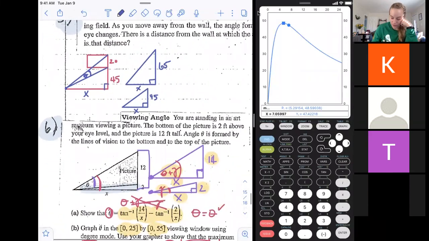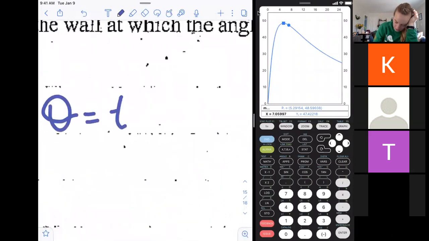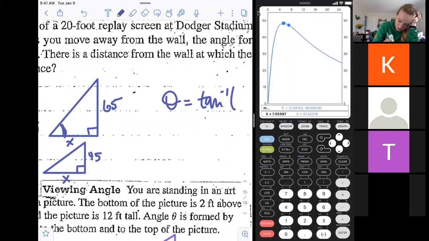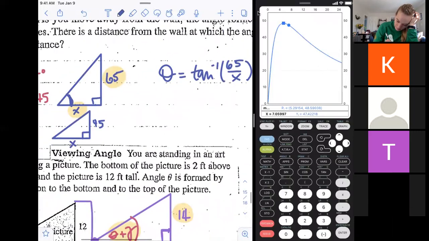Just like we did the last one, we're going to do inverse tangent of the big triangle, and we're going to minus inverse tangent of the small triangle. So my theta, again, we're going to take the big triangle, big angle, and then minus off the small one, and we'll be left with the small part we want. So theta equals inverse tangent of the big triangle. Tangent is going to be 65 over x. So inverse tangent of 65 over x minus inverse tangent of 45 over x, because now I'm looking at this angle, the small one.